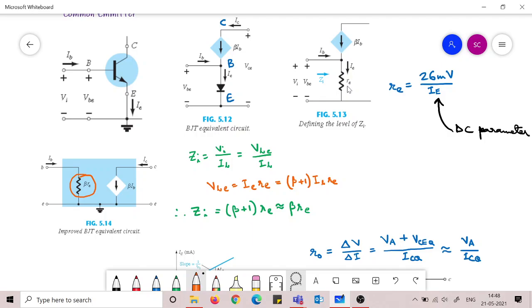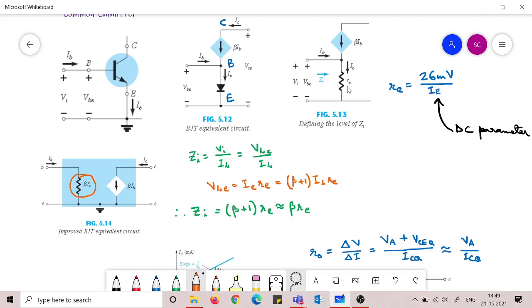On the output side, what do we need to know? We need to know the output current. The output current is simply beta IB. So we have written down this beta IB dependent source on this side like this. So the current IC is equal to beta IB.